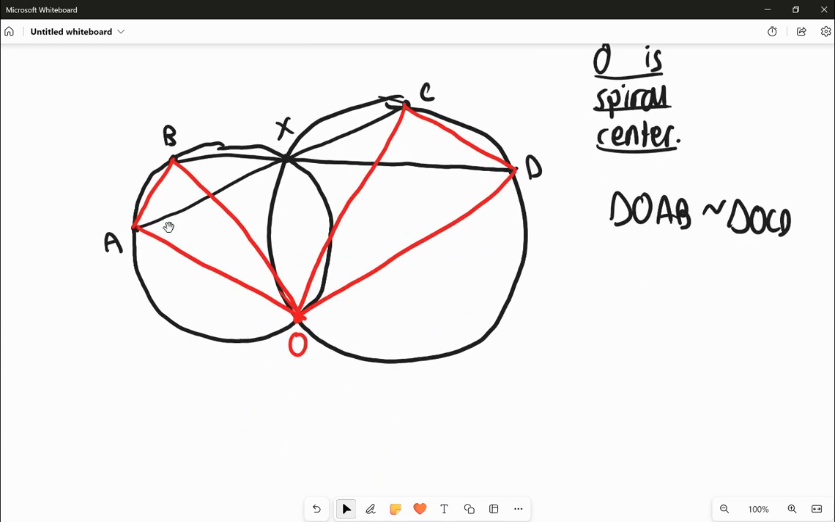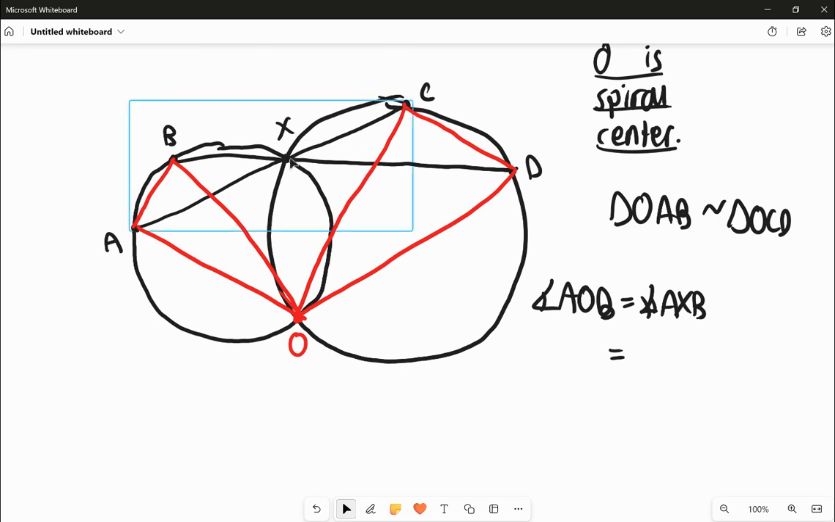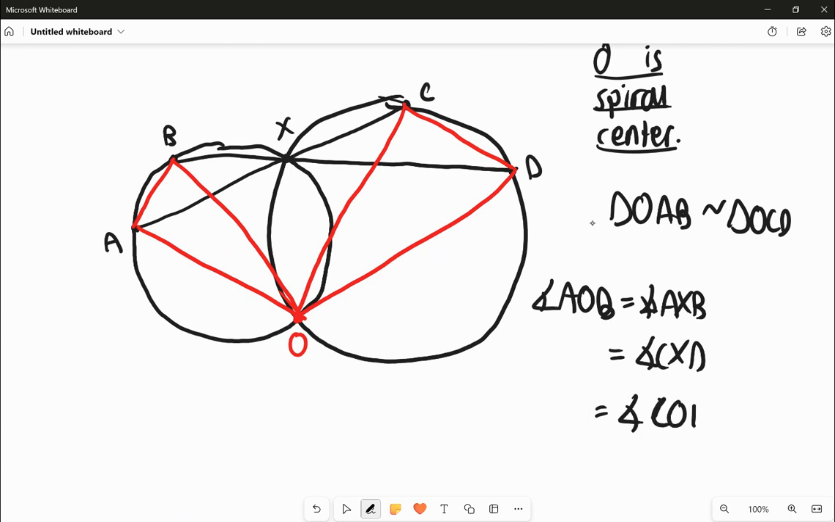So let's go ahead and start with angle AOB. So directed angle AOB is equal to directed angle AXB, which is also directed angle CXD because AXC are collinear as are BXD. So that's CXD, and that's equal to COD in turn.